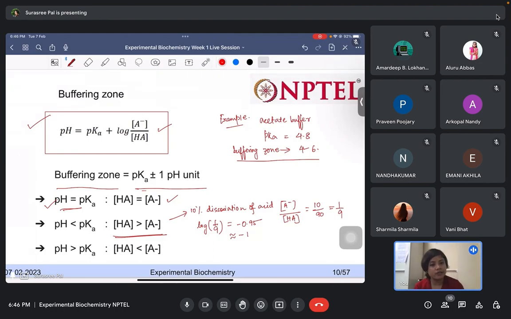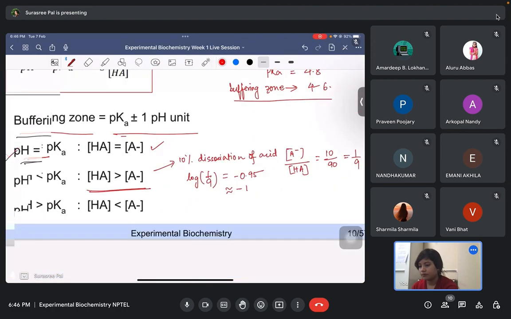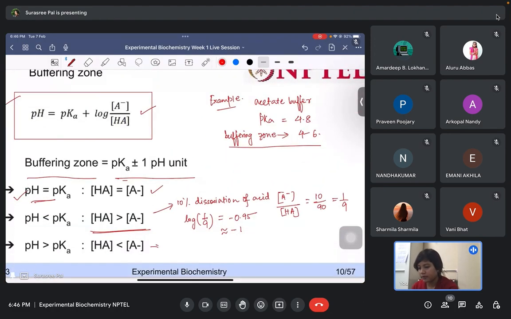This is one condition, and the other condition is when there is approximately 90% dissociation of the acid. If there is 90% dissociation, then this ratio will be reversed. So A minus by HA will be 90 by 10, which is 9, right? And log of 9 will be approximately plus 1.